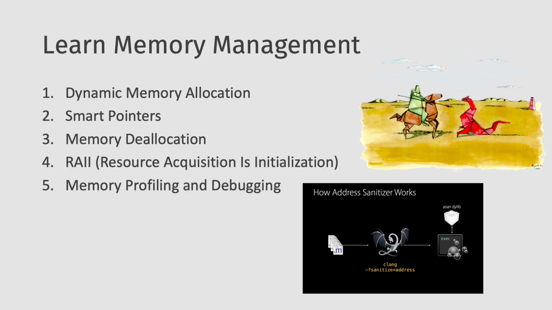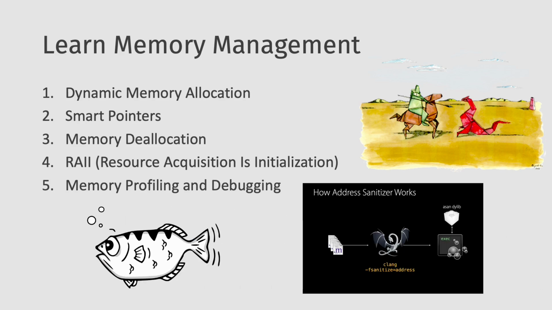The Clang Address Sanitizer is a runtime memory error detector included in the Clang compiler. It helps catch various memory-related issues such as out-of-bounds accesses and use-after-free errors during program execution.